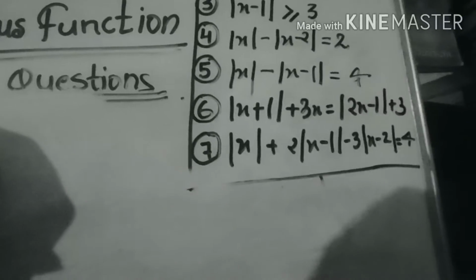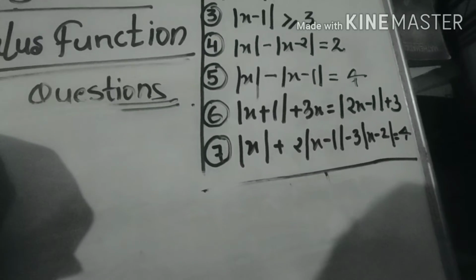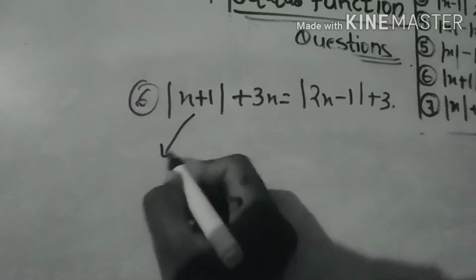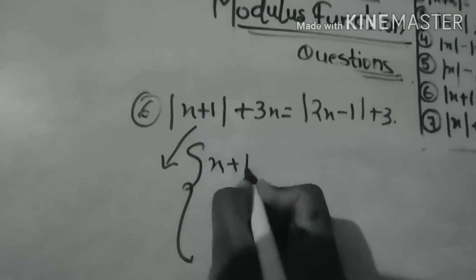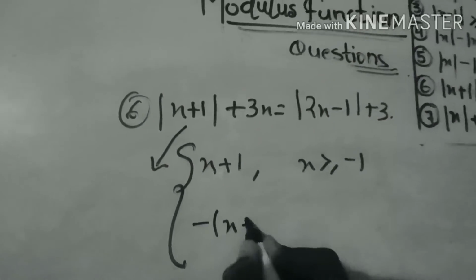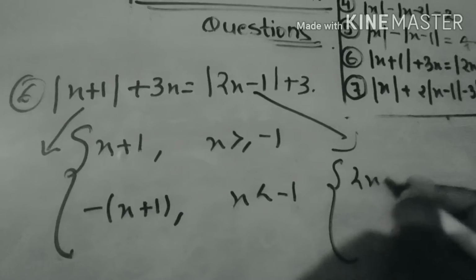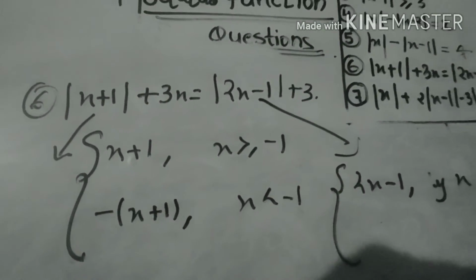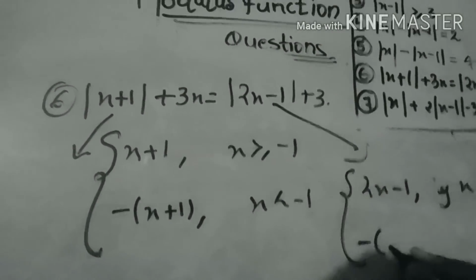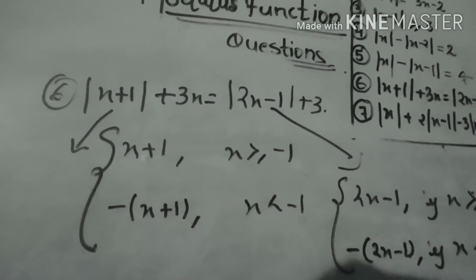Now let us see next question. Question 5 also we have got similar case, same question, so we'll be solving question 6 again. Okay, so we have got question 6. So we'll be solving case again for this. Like for x plus 1, it will return value x plus 1 if x is greater than equal to minus 1. It will return value minus x plus 1 if x is less than minus 1. And for this, it will return value 2x minus 1 if x is greater than equal to 1 by 2, or it will return value minus 2x minus 1 if x is less than 1 by 2.